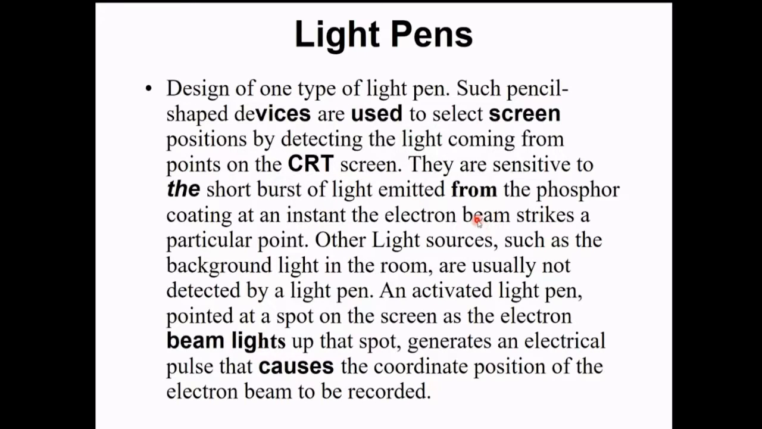And once you are able to get this particular point or pixel, you can easily get any of the information that is on the computer screen, and you can highlight that or remove that. So it is totally dependent on the application that you have, instead of using a mouse. An activated light pen pointed at a point, and then the beam generates an electric pulse that causes the coordinate pixel of the position to be recorded.